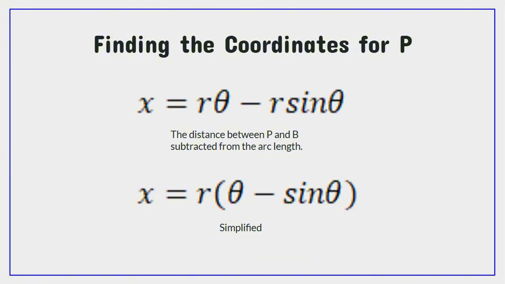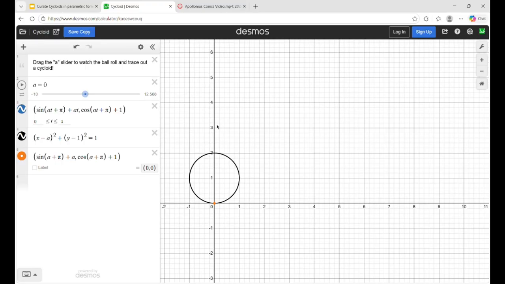Finding the coordinates for P. Now I will shift away from the coordinates of the center and try to find the coordinates of P using parametric equations. Remember that P is the orange dot that creates the cycloid as it circles around and rolls on the x-axis.